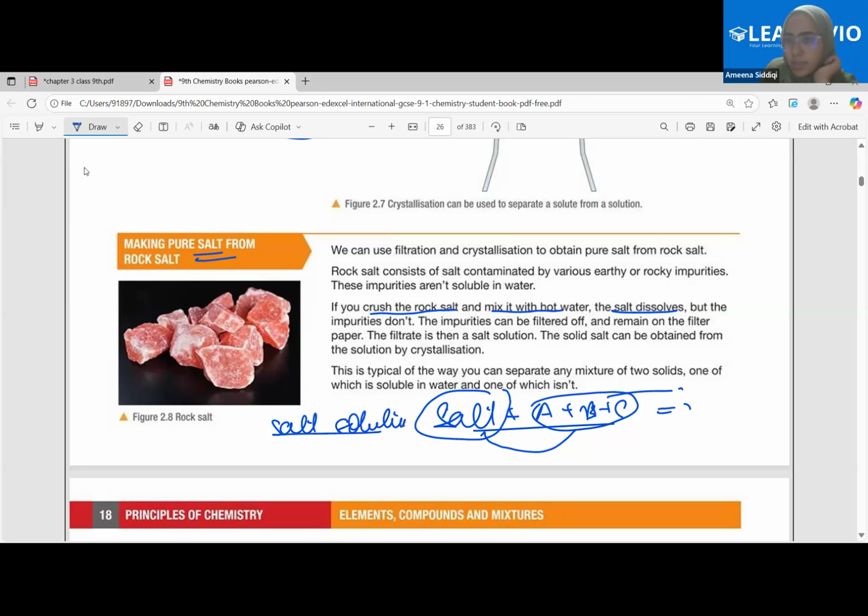Once we have the salt solution, now this is the homogeneous mixture. Now I need to separate the salt from the solution form. So can I crystallize it now? Yes. Or the second method is I can evaporate it. The water will be evaporated off. We'll only get the salt here.